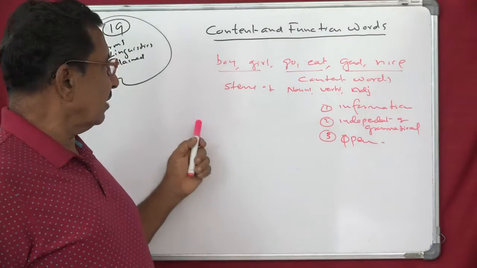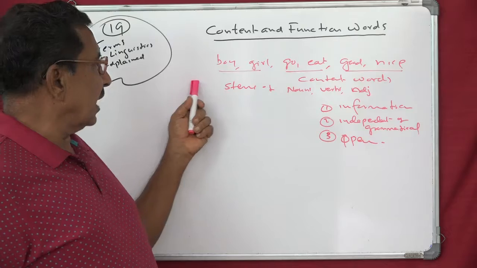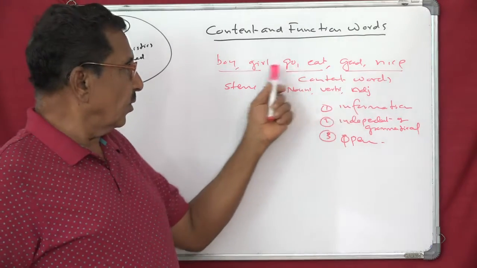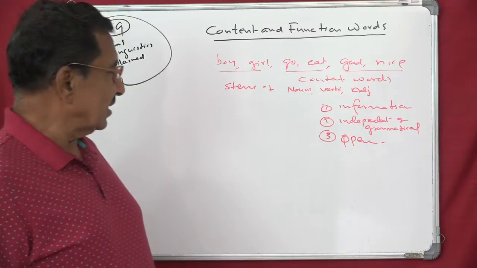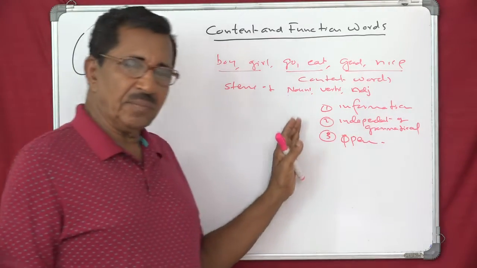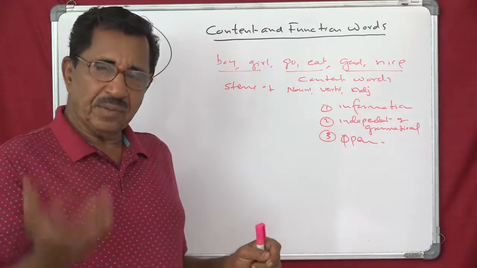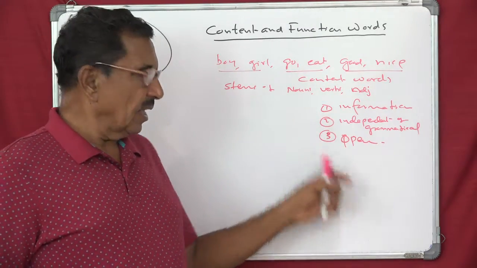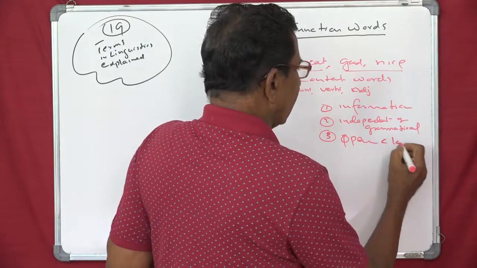So first we have seen the content words. Content words are stems of nouns, verbs and adjectives. It's like boy, girl, go, eat, not eats, and good and nice. The three points to remember about content words are: they give information, they are independent of grammatical system, and they are open class.